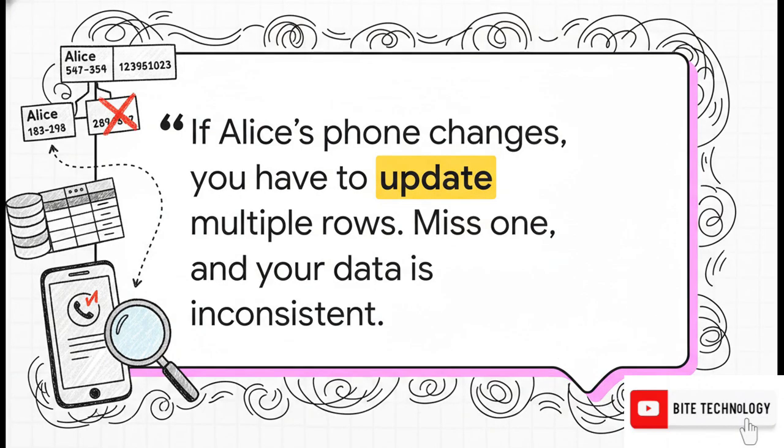And here's why it's a time bomb. Think about it. What happens when Alice gets a new phone number? You, or someone, has to go hunt down every single record where her name shows up and manually change it. If you miss just one, boom, your database is now lying to you. You've got two different phone numbers for the exact same person. In the biz, we call that an update anomaly.